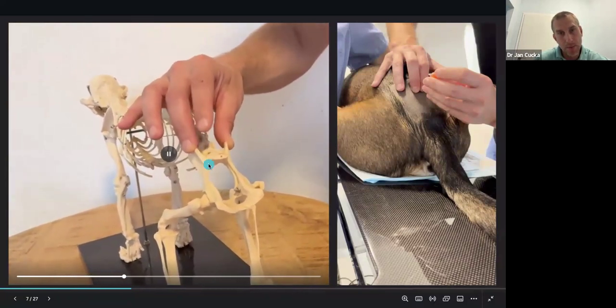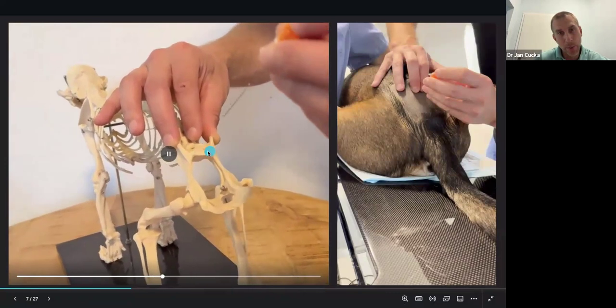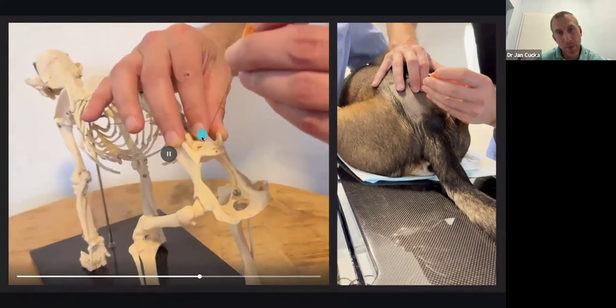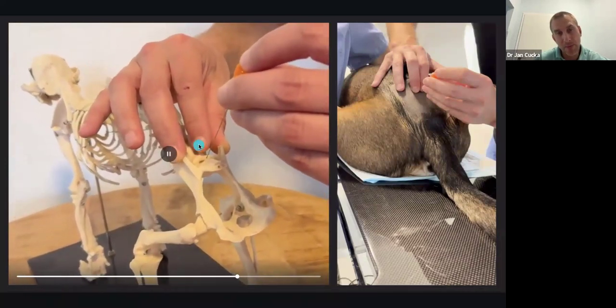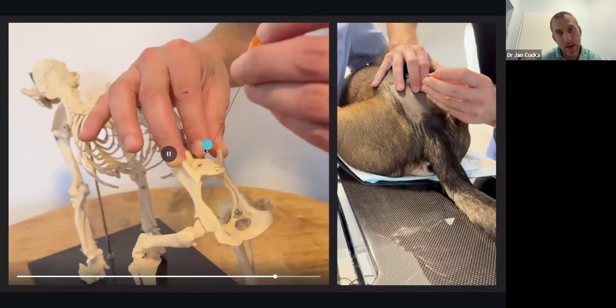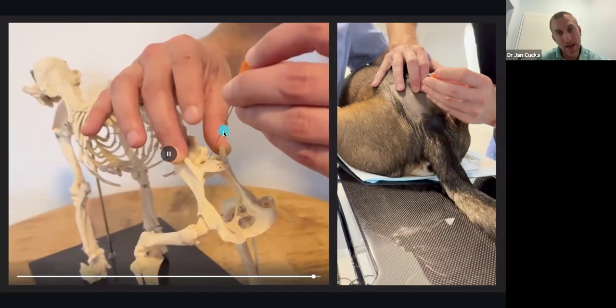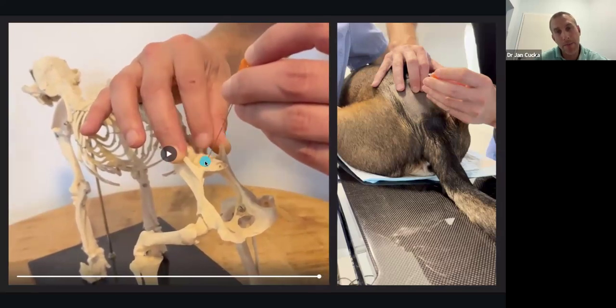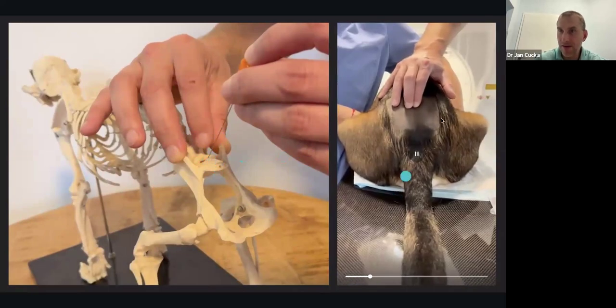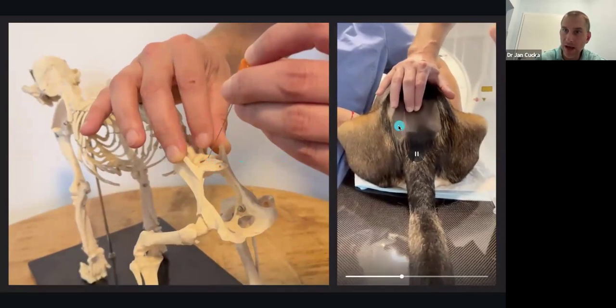You could press the iliac wings with 2 fingers and 1 finger on the spinal process, and what you can see, the needle is going quite perpendicular to the channel. So that's the right spot with the application. Here it's on the live animal.